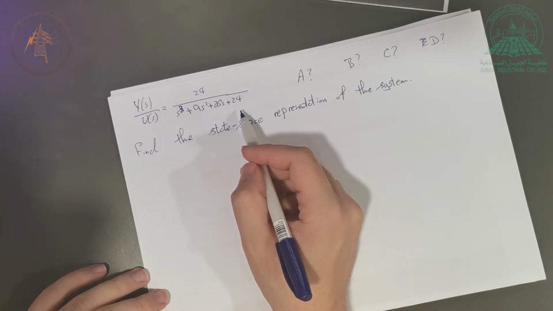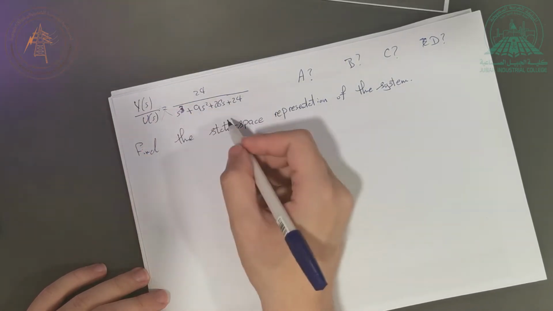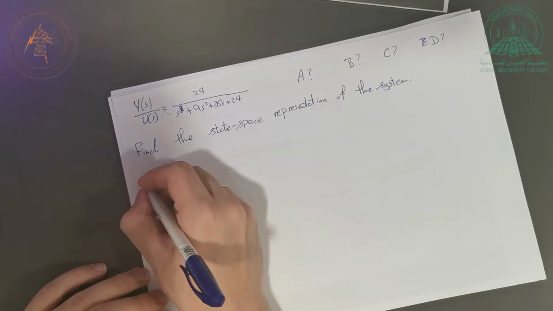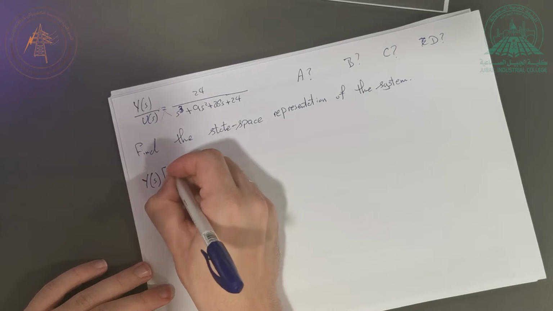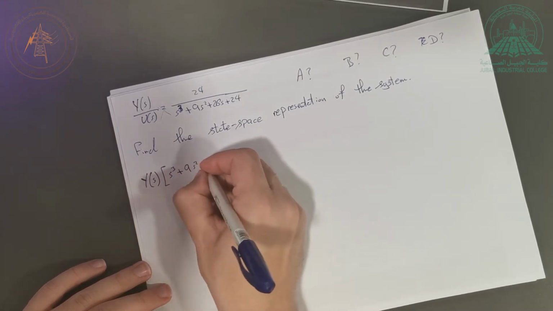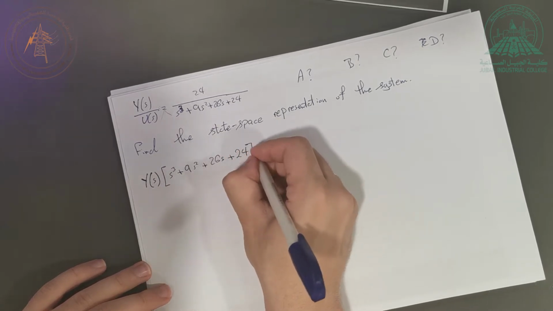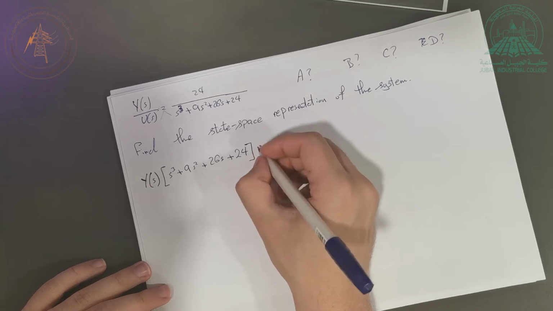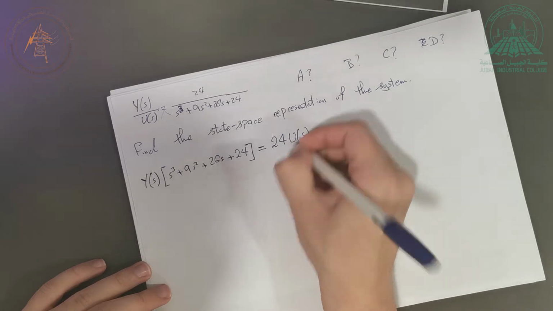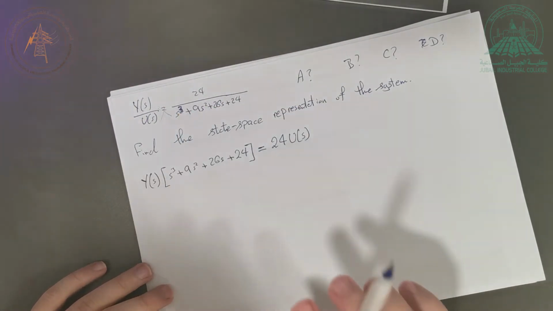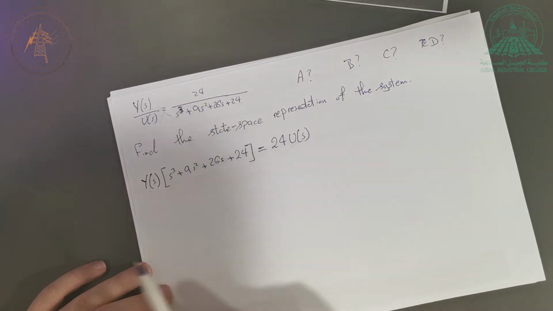So the first step I'm going to be doing is I'm going to actually do cross product. All right, so if I do that, what do I get? I will get on the left side here, y of s multiplied by s cube plus 9s square plus 26s plus 24, and this is equal to 24 u of s, right? I did the cross product. Okay, so I'm getting this. So y multiplied by all of that and 24 multiplied by this.